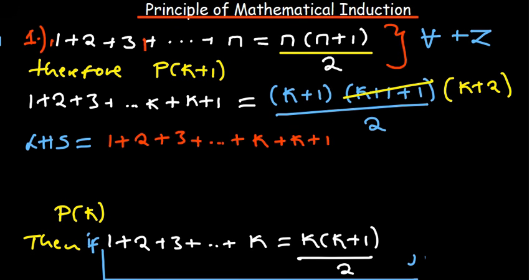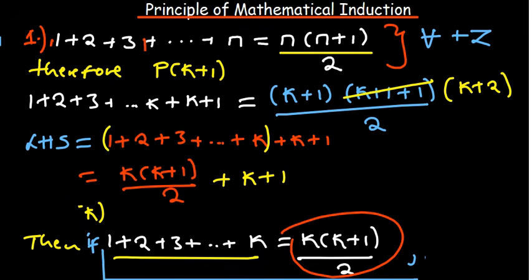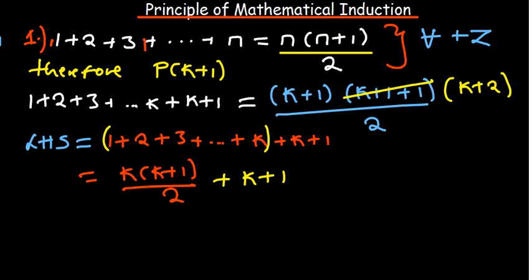Now you already know from the inductive hypothesis that 1 all the way up to k is equal to that. So substitute. So k plus 1 over 2. So that is including this part, 1 all the way up to k. Okay? Plus, we are still remaining with a k plus 1 there. So if this can simplify to the right hand side, then we are good.